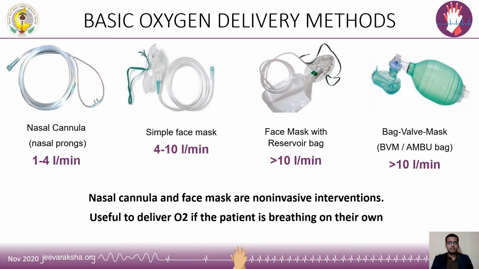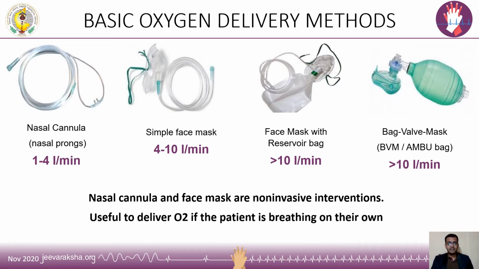When it comes to the first device, the simple nasal cannula, it is also called nasal prongs. The maximum oxygen which can be delivered with this would be 1 to 4 liters. The 4 liters is the maximum. If you go beyond that, there is drying of the mucosa and the patient becomes non-compliant with the nasal cannula. The maximum FiO2 you can reach with the nasal cannula is 40%.